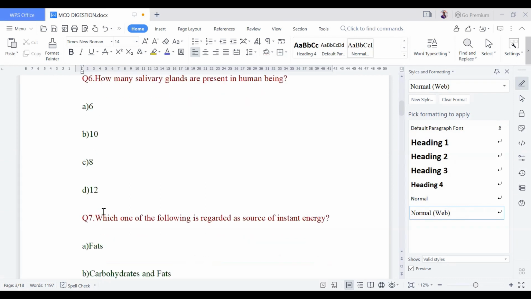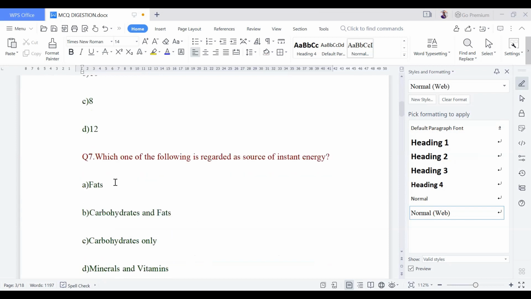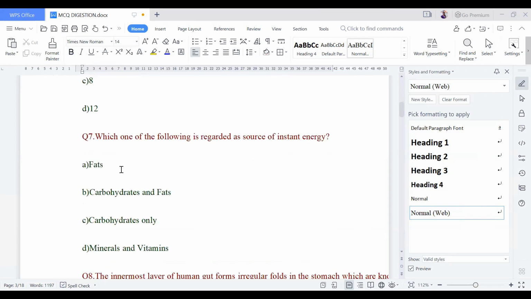7th one. Which one of the following is regarded as a source of instant energy, or we can say immediate energy? Fats, option B, carbohydrates and fats, option C, carbohydrates only, option D, minerals and vitamins.